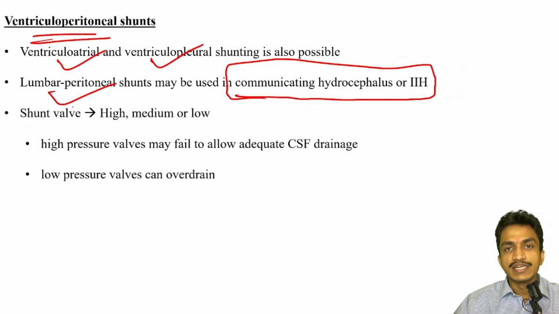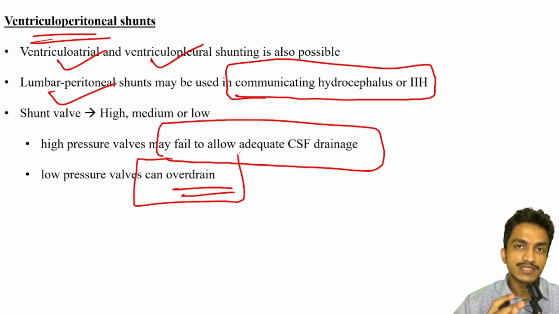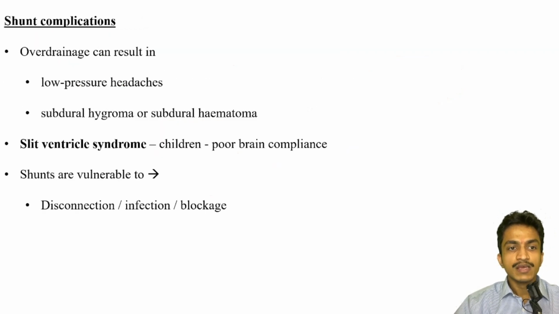Now in this, there is a shunt valve, because if it is a very low pressure valve, it will overdrain, and if it is a high pressure valve, it will not allow adequate CSF drainage. So we need to properly maintain the pressure of that valve so that there is proper drainage of the CSF.